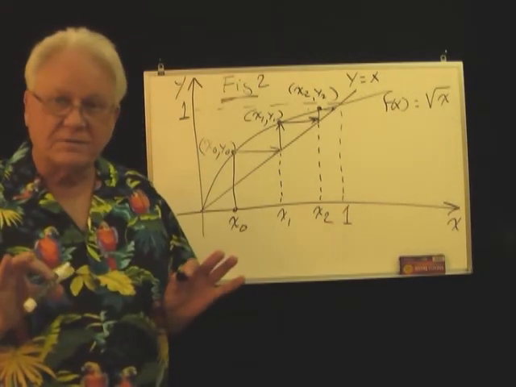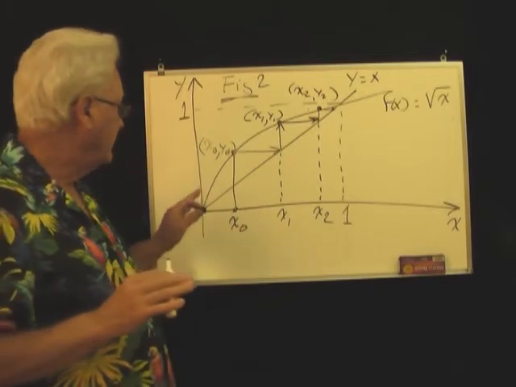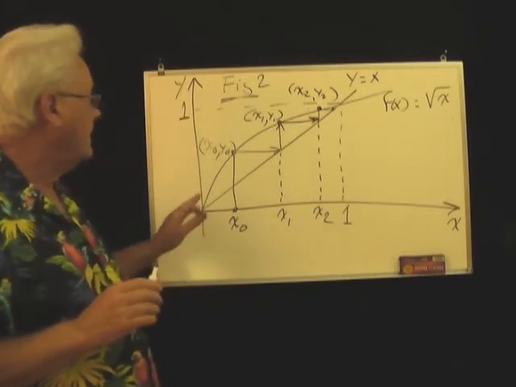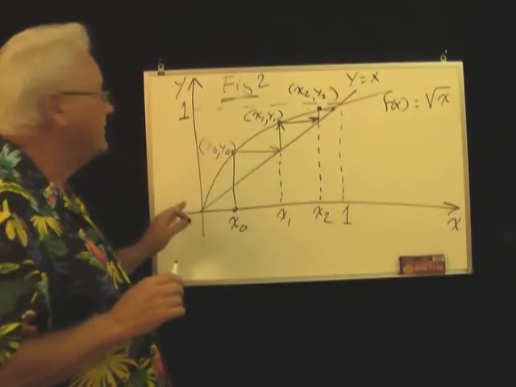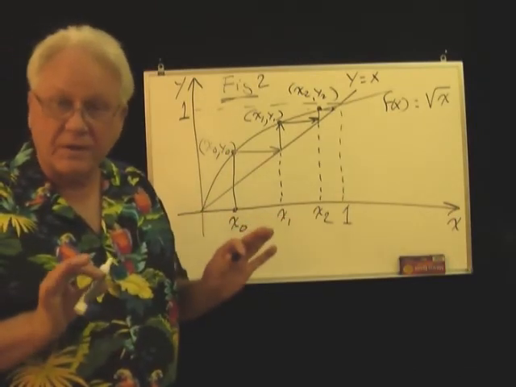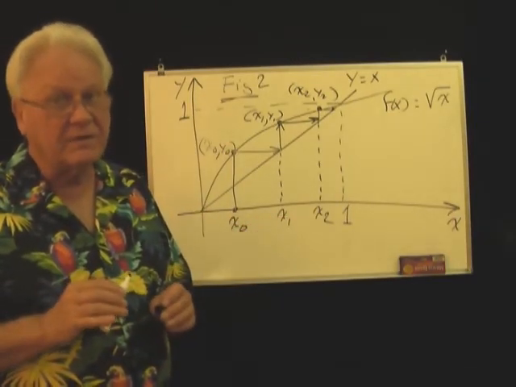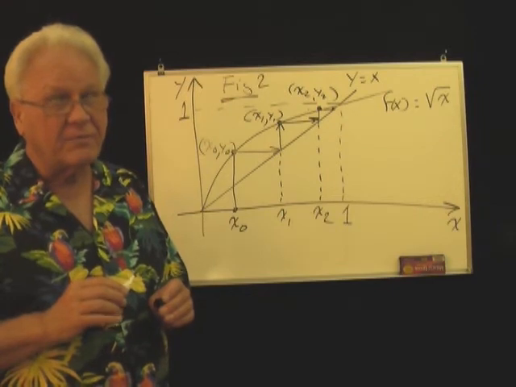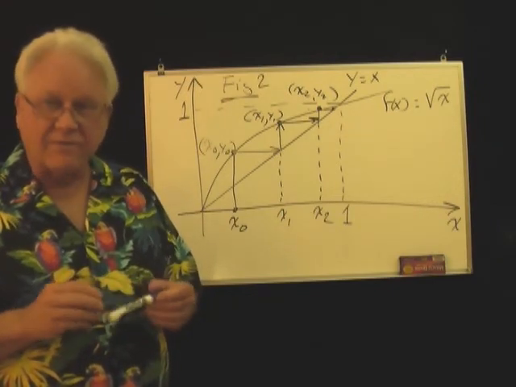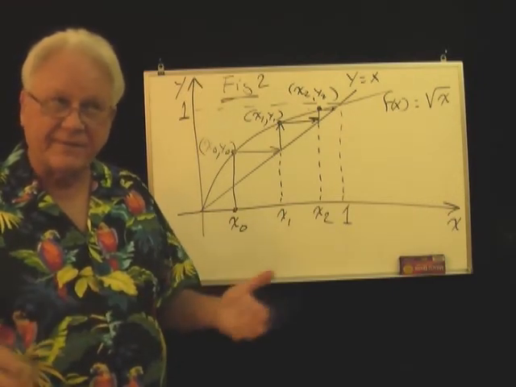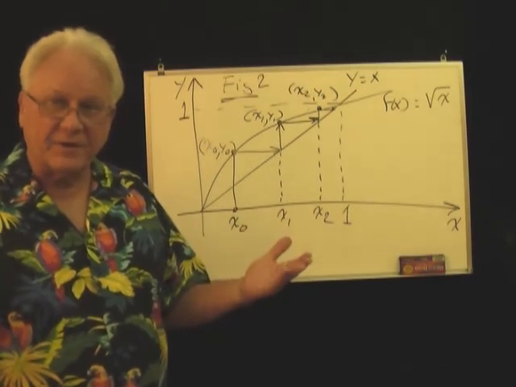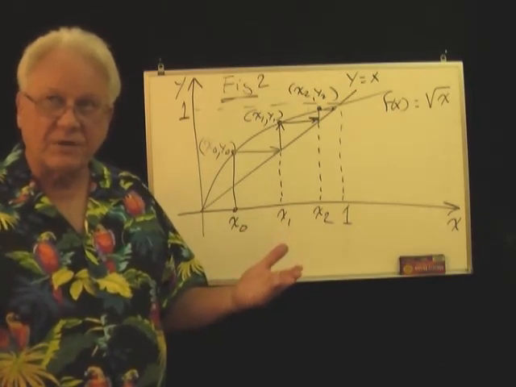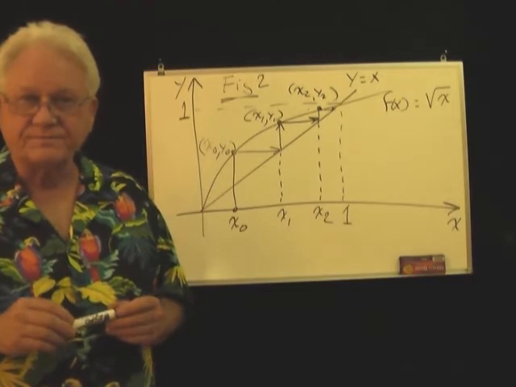Now, this is just one simple function, y equals the square root of x, f at x equals the square root of x, but this could be done on many different functions. And I'm going to provide for you some graphics and some tables illustrating iteration on different starting points for different functions.